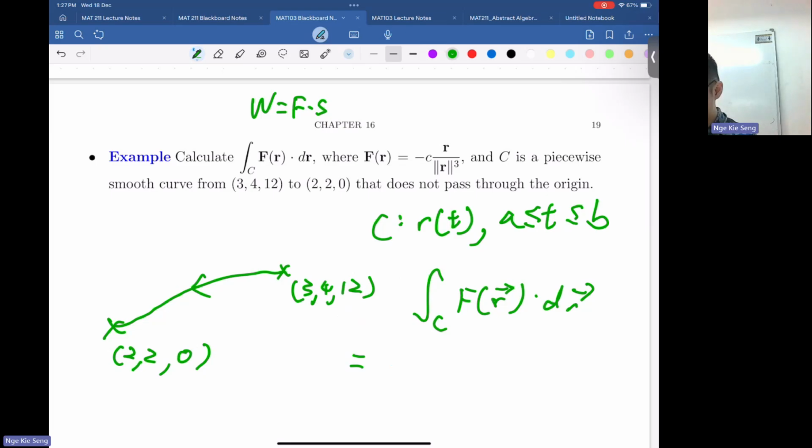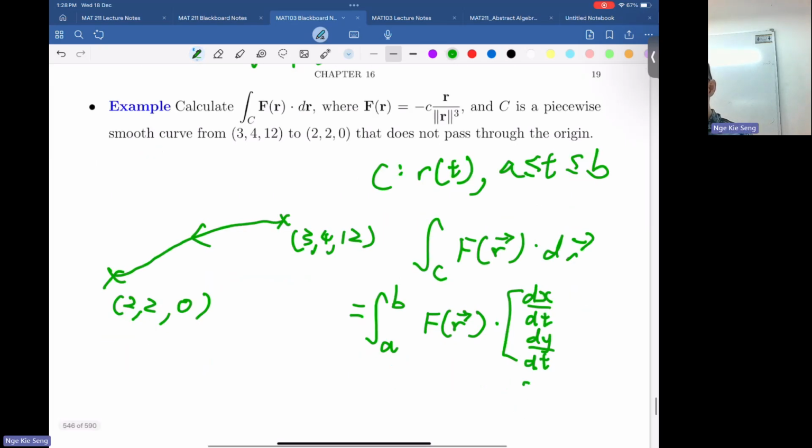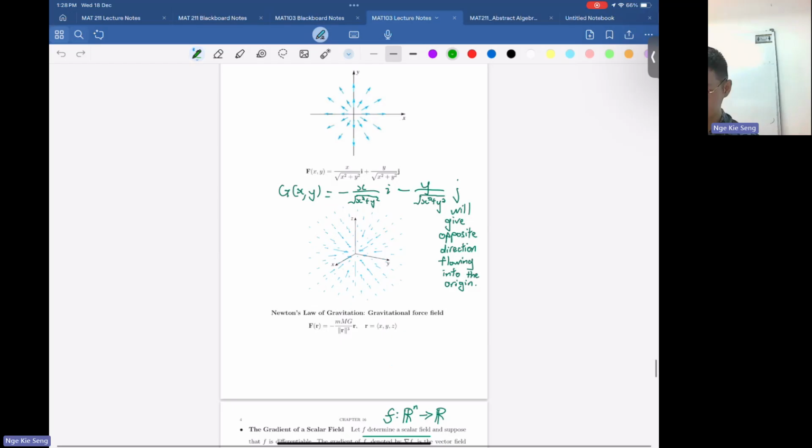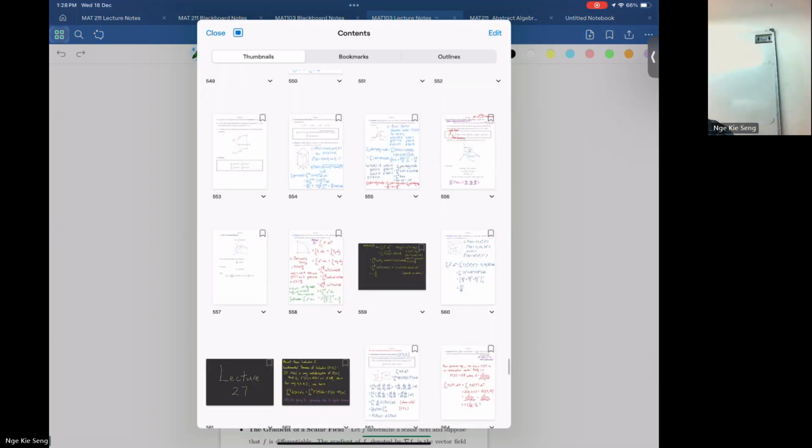Still remember what we do? We change the r variable to the t variable, and then we compute the integral of the dot product between F(r) and dx/dt, dy/dt, dz/dt, and then times dt here. So we need to replace F with F(r(t)) also. Do you remember? Okay, maybe you forgot. Let's go back and look at this one.